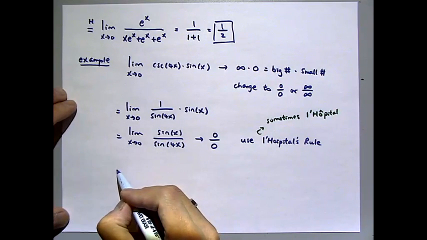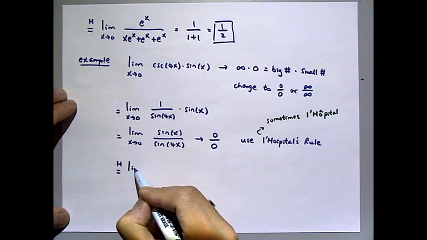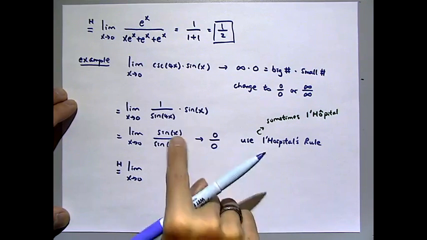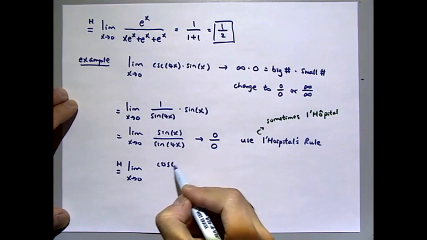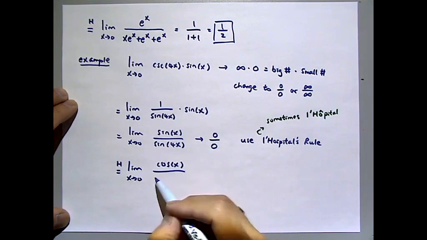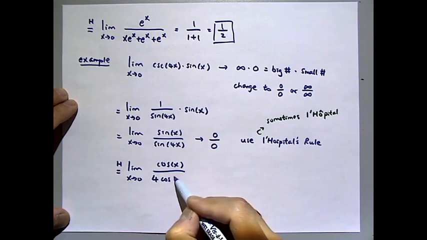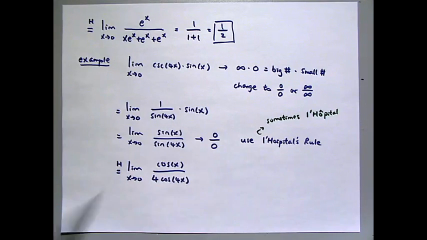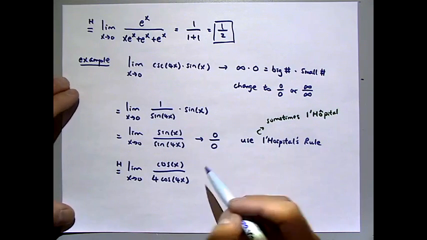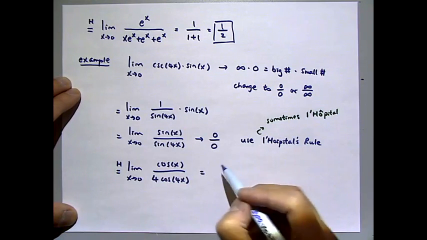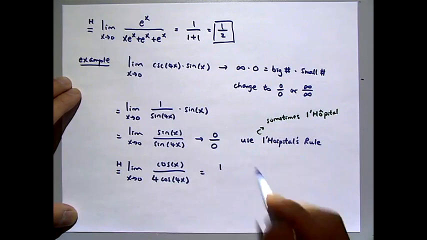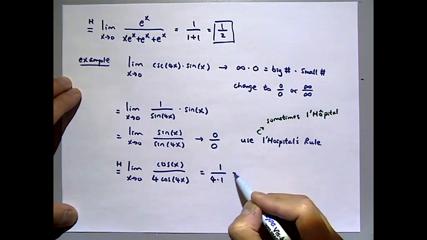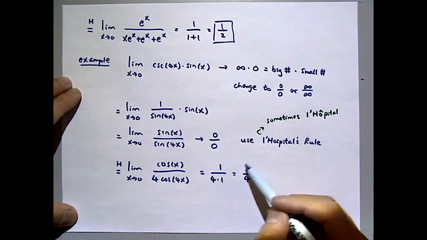All right, so we got the right form. We take the derivative, apply the rule. Upstairs derivative is cosine, of course. Downstairs derivative is 4 cosine of 4x. Okay, now when x goes to 0, that's a 1. That's a 1, right? 4 times 1. So we get our limit of 1/4.